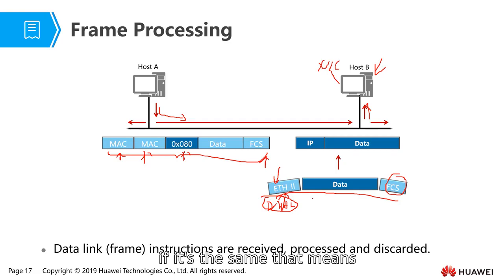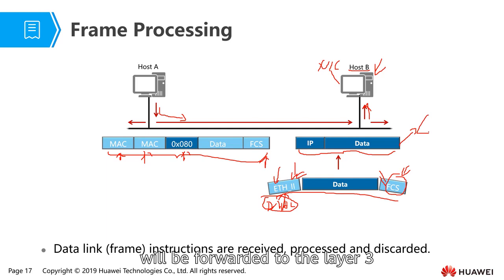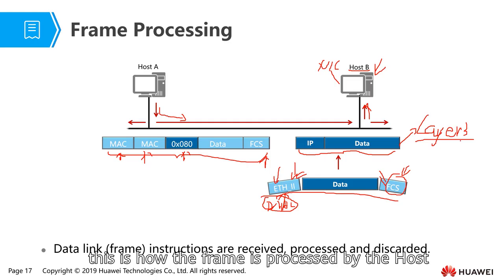If it's the same, that means the destination of this frame is host B. If it's not the same, then this frame will be dropped. If it's the same, then the frame header and frame trailer will be stripped. The data, of course, is the IP packet, and then we forward it to layer 3, to the layer 3 protocol stack to process this IP packet. Okay, this is how a frame is processed by the host.